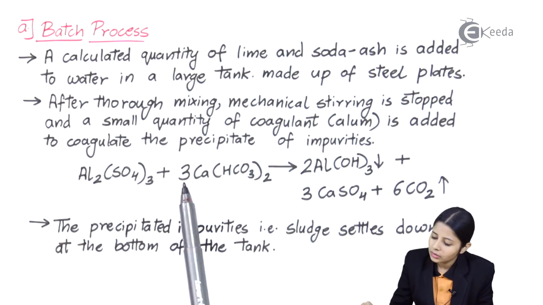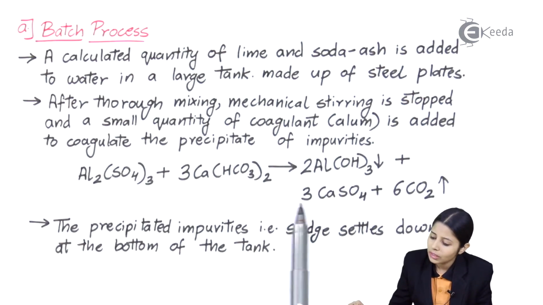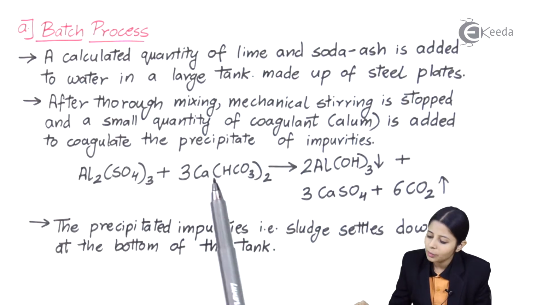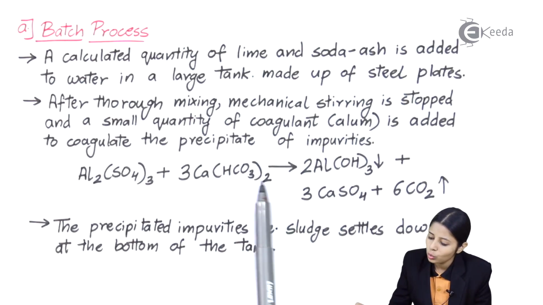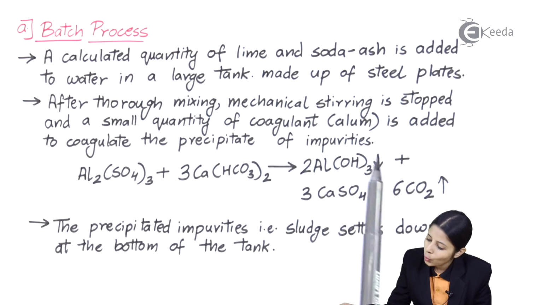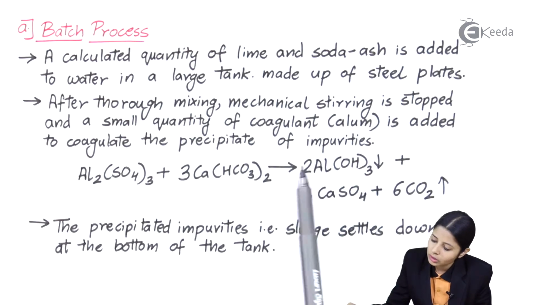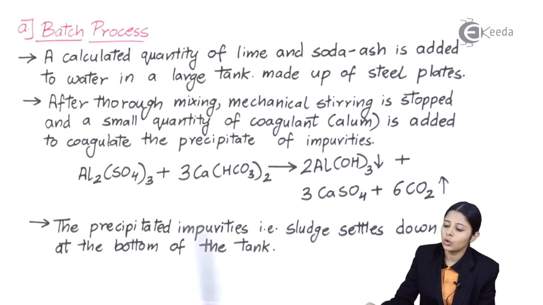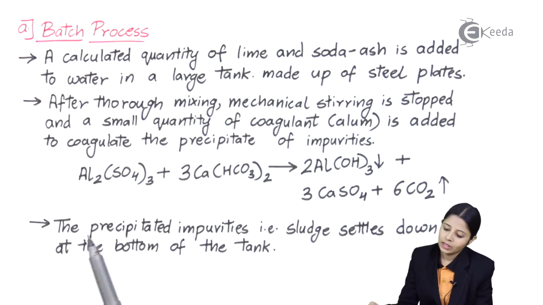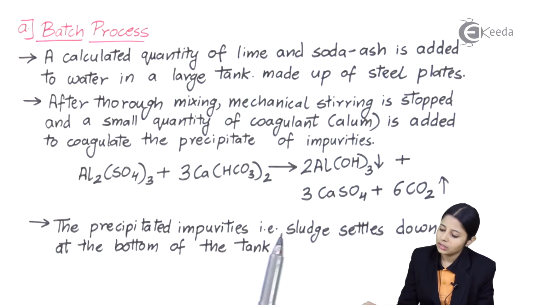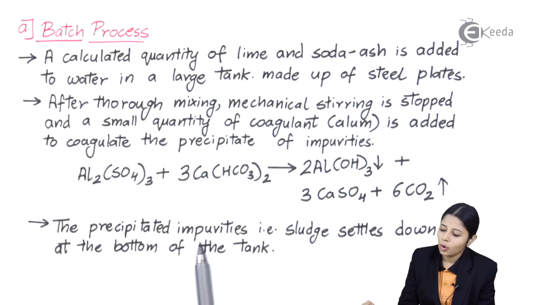After this we have 3Ca, and over here also we have 3Ca. Let us see the number of hydrogens. H is 2 and 3, which is 6. Over here also I have H 3 into 2, which is 6. So this is an overall balanced reaction. The precipitated impurities, that is sludge, settle down at the bottom of the tank.